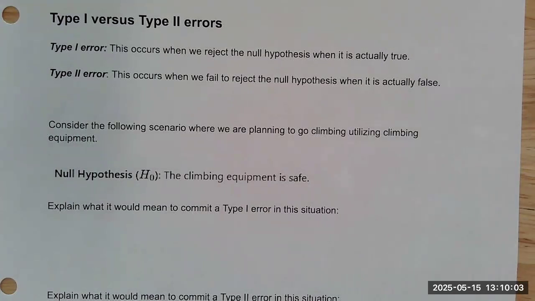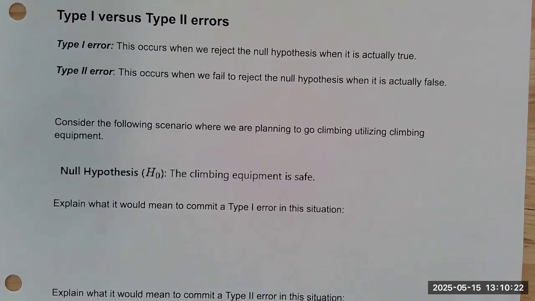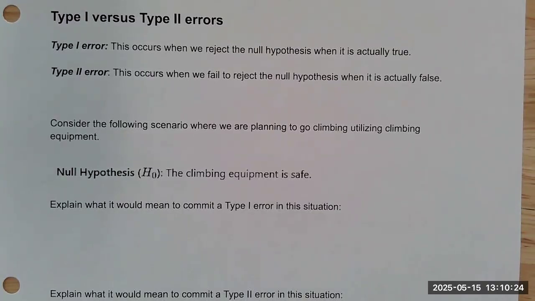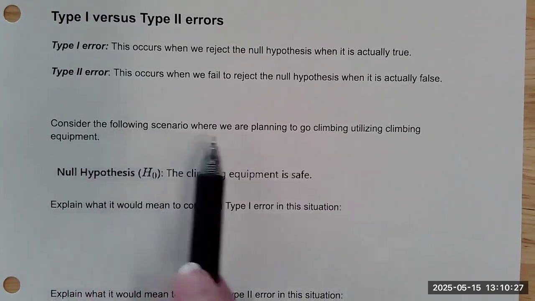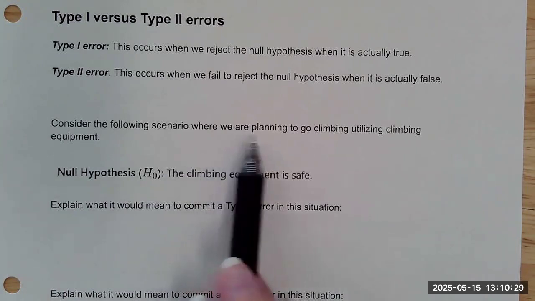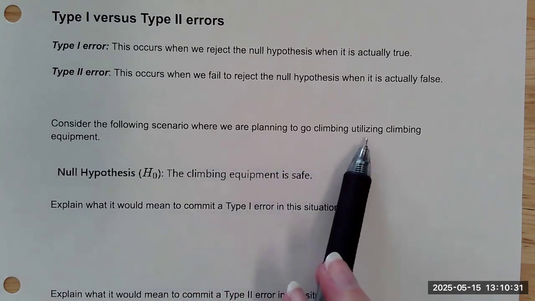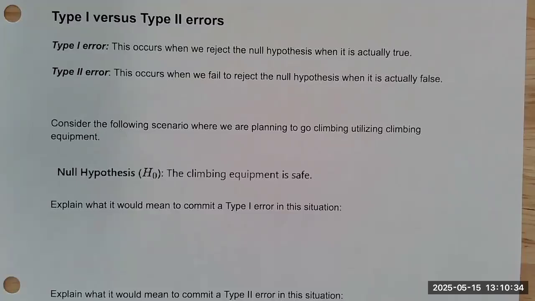So those are confusing. They're very confusing. People mix them up all the time. So I have some examples to go through, and we'll try and figure out what would be an example of a type 1 error in each situation or an example of a type 2 error in each situation. So it says, consider the following scenario where we're planning to go climbing utilizing climbing equipment. Do they still have rock climbing over in the Ark?